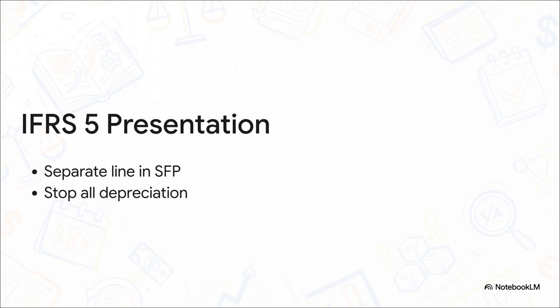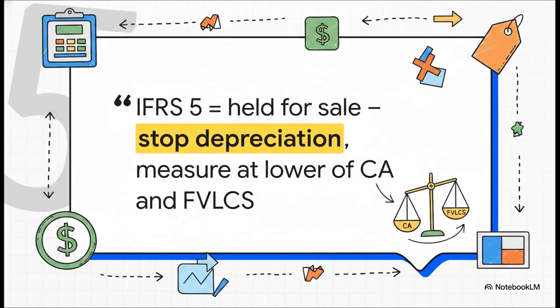It's such a common mistake to just keep depreciating a held-for-sale asset out of habit, but the clock literally stops right there. To really lock this in, here is a great one-line mental trigger for you. IFRS 5 equals held for sale, stop depreciation, measure at lower of CA and FVLCS, separate presentation. Burn that phrase into your brain. Remembering this mantra is going to make the standard practically second nature.